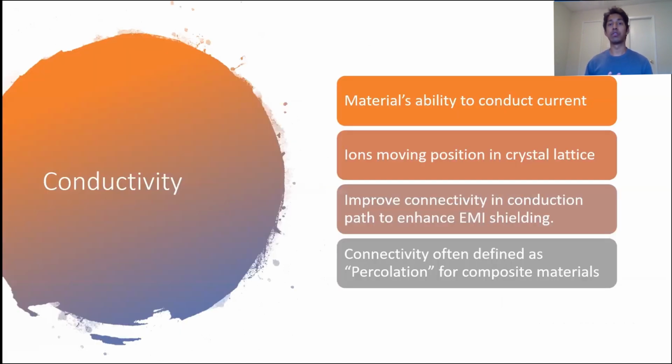So when this comes down to conductors, it is quite unlikely to ignore the material's conductivity. Though it is not a scientific criterion for shielding, it's really important. Conductivity is a material's ability to conduct an electrical current. We need conductivity to improve the conduction path within the materials, and shielding can be enhanced by conductivity. It is also called percolation in the case of composite materials containing a conductive filler.